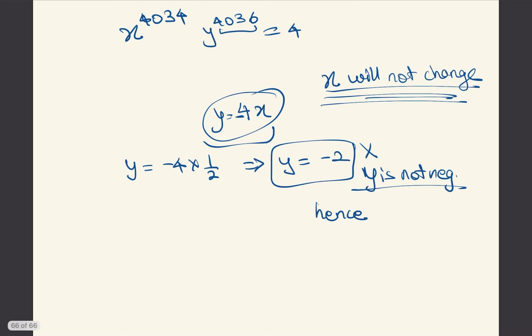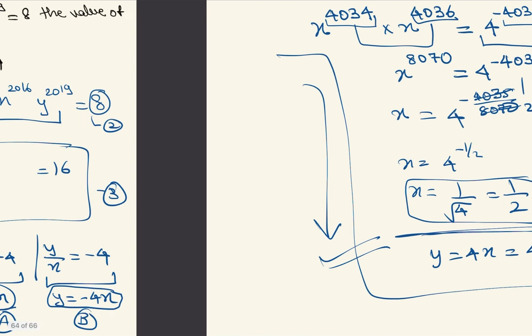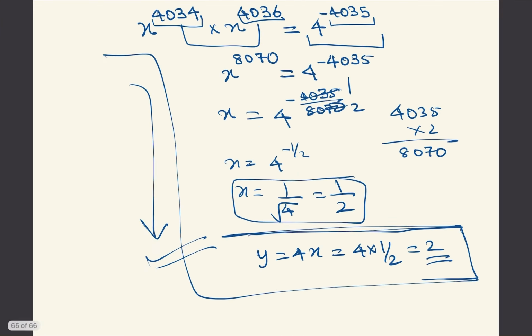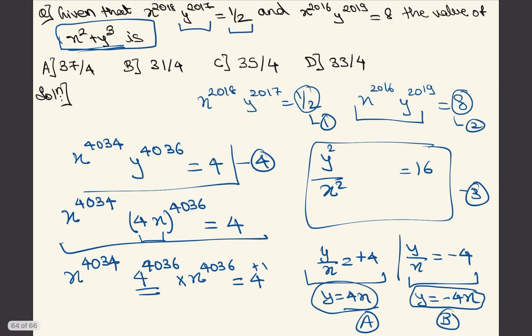We now only have one value of y, which is 2. So if x is 1 by 2 and y is 2, then x square plus y cube is 1 by 2 whole square plus 2 cube, which gives me 1 by 4 plus 8, which gives me 33 by 4, which is option D. That is the answer. I hope you got this question.